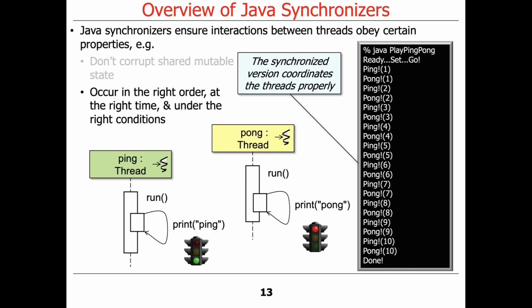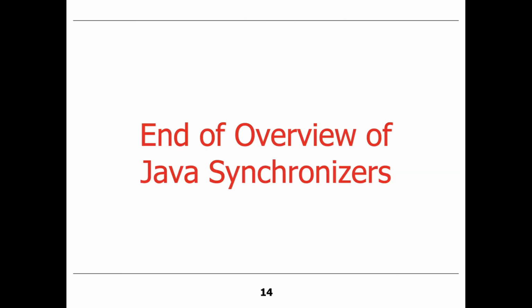Not what we want. When we put in the right synchronizers, which in this case will be, say, a Java semaphore or some Java condition objects, which we'll talk about later, then we can get the right behavior. We can get ping, pong, ping, pong, ping, pong, and so on. So we've coordinated the interactions between the threads so they run in the right order, at the right time, and under the right conditions. We'll also see that there are other variants of these different needs that motivate other Java synchronizers, but we'll talk about those in just a second.